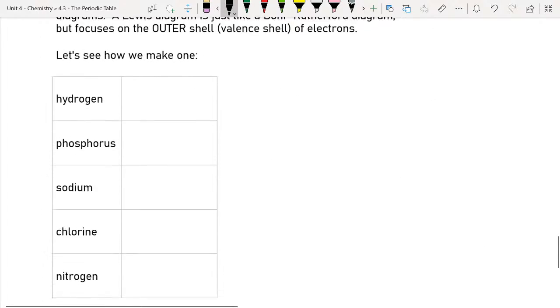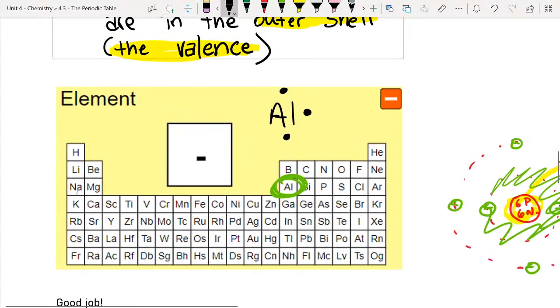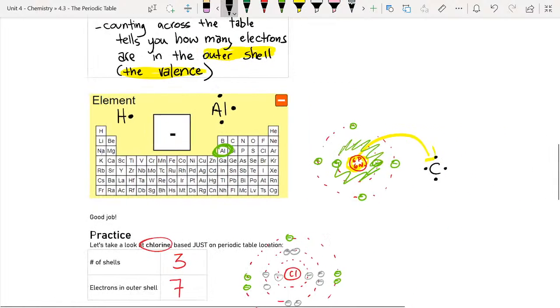So, let's draw these. The first one is hydrogen. If we look at the periodic table, what's the symbol for hydrogen? H. And how many electrons does it have in its outer shell? 1. Just 1. That is a Lewis diagram of hydrogen. An H and a dot. Tells you everything you need to know. Not bad, right? So take 2 minutes and fill those in.